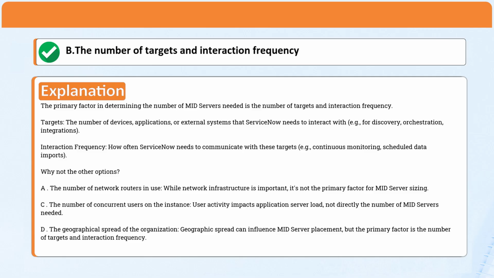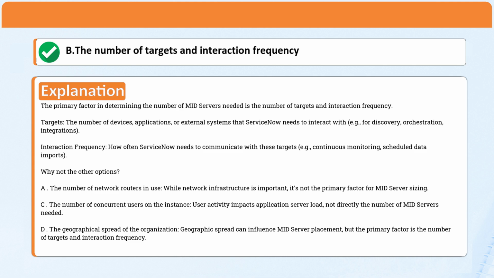Explanation. The primary factor in determining the number of MID servers needed is the number of targets and interaction frequency. Targets. The number of devices, applications, or external systems that ServiceNow needs to interact with, e.g., for discovery, orchestration, integrations. Interaction frequency. How often ServiceNow needs to communicate with these targets, e.g., continuous monitoring, scheduled data imports.